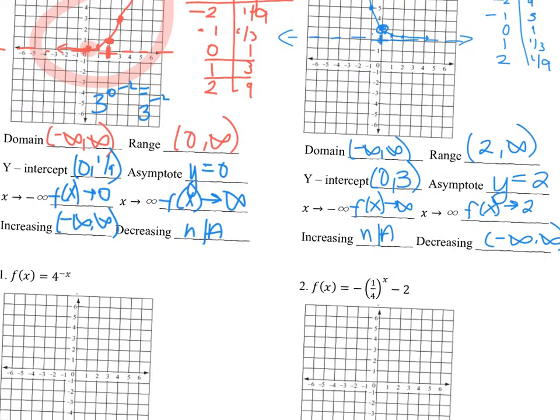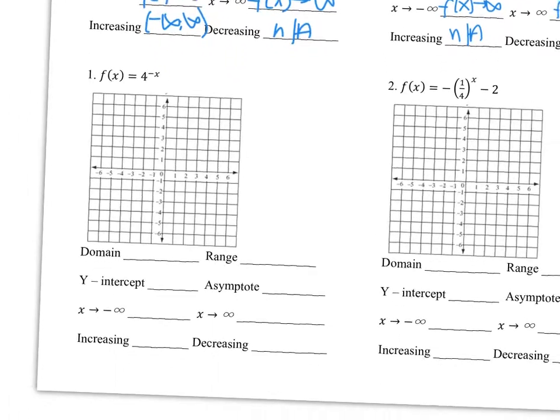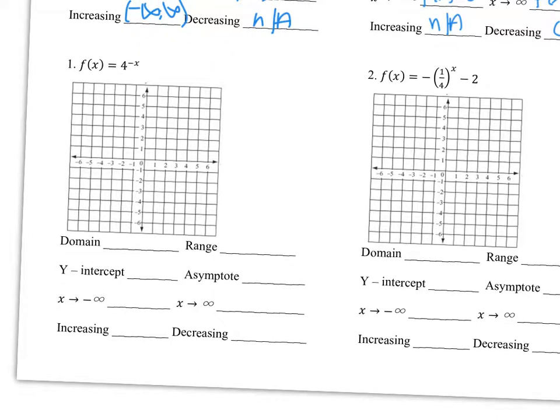So let's go ahead and do this next one. Alright, so if I look at this next one, 4 to the -x power, I'm not shifting my origin, so my origin is staying at the original origin. But this -x means I'm flipping it over the y-axis. So I'm using the parent function, f of x equals 4 to the x.